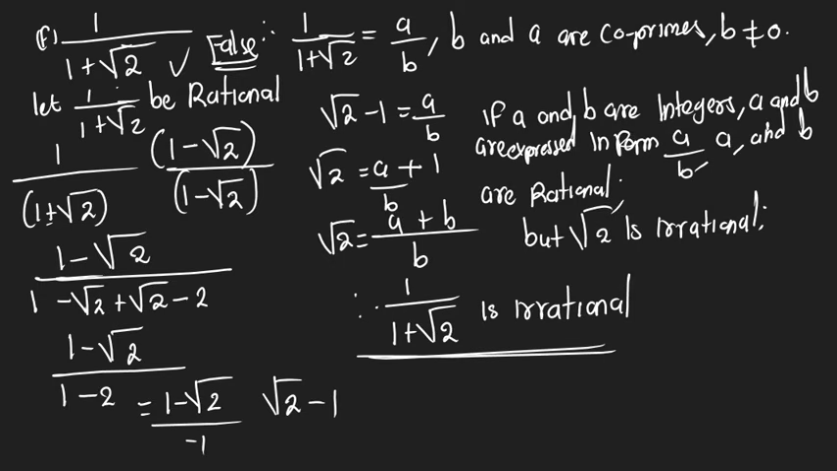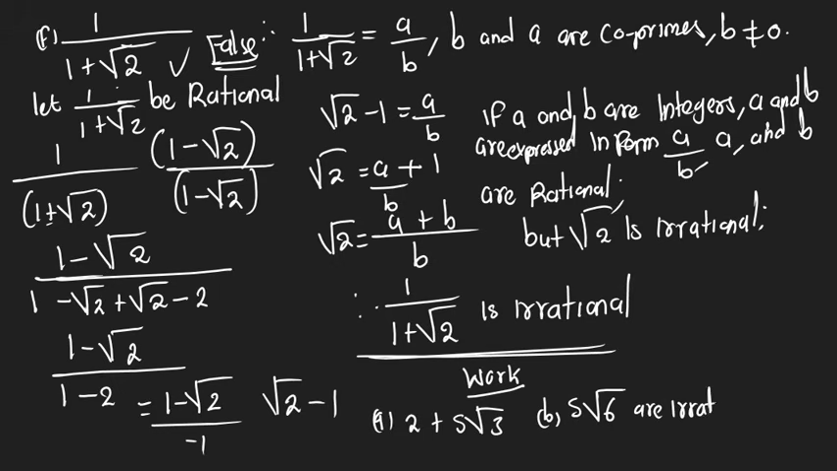To prove to me that you have understood, I'm going to give you this question. Prove that 2 plus 5 root 3 and 5 root 6 are irrational numbers by contradiction method.